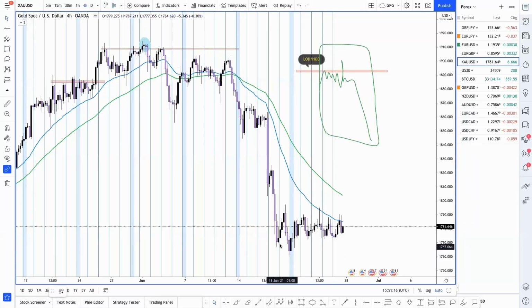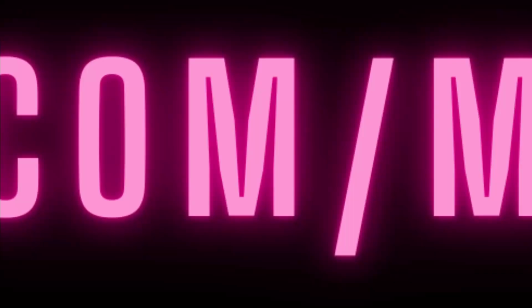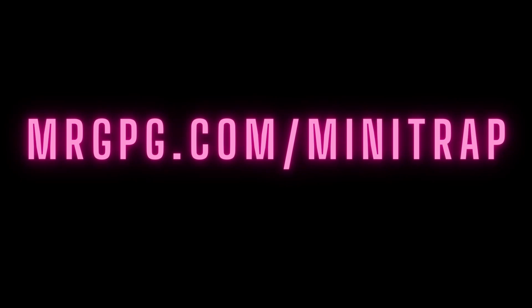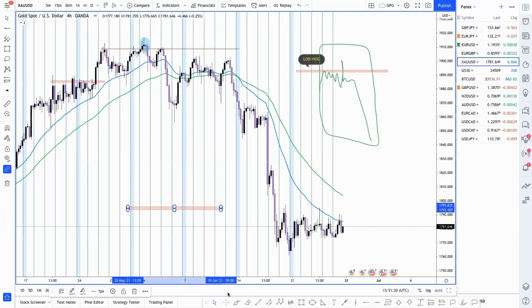Based on what retail traders know, they have a certain understanding of the market. You need to watch the free mini trap course to understand more. Retail traders learn to buy the respect of support, sell the respect of resistance. They also learn to buy the breakout or sell the breakout, right?